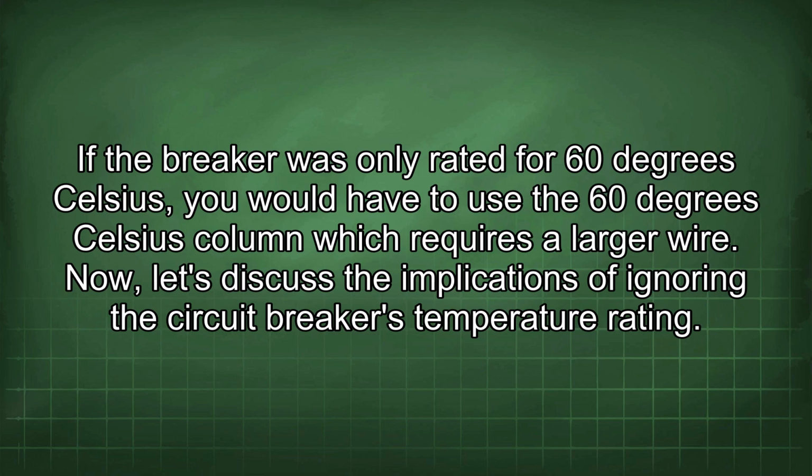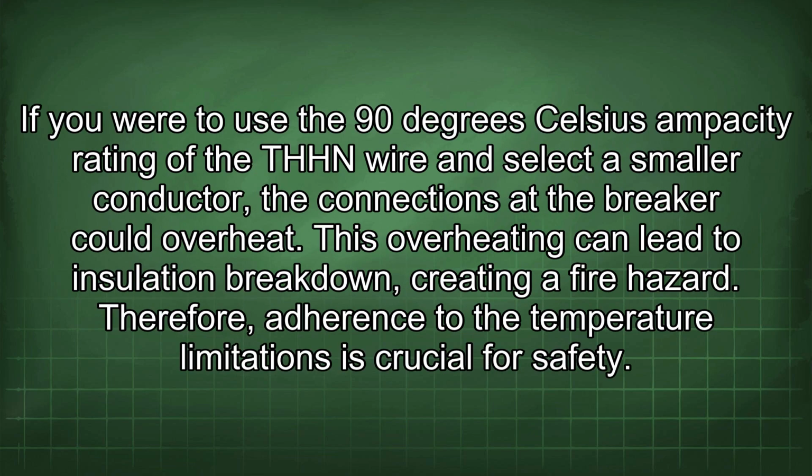Now, let's discuss the implications of ignoring the circuit breaker's temperature rating. If you were to use the 90 degrees Celsius ampacity rating of the THHN wire and select a smaller conductor, the connections at the breaker could overheat. This overheating can lead to insulation breakdown, creating a fire hazard. Therefore, adherence to the temperature limitations is crucial for safety.